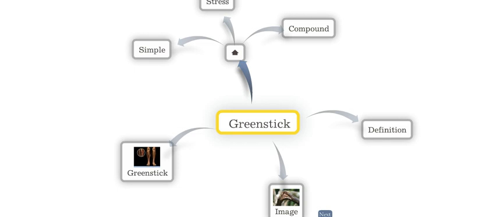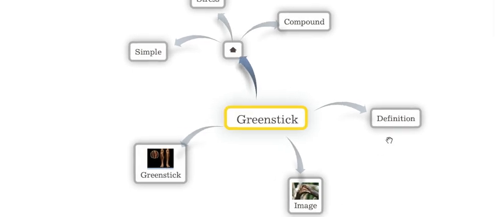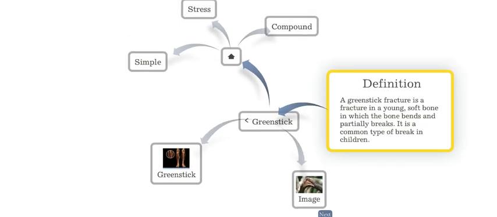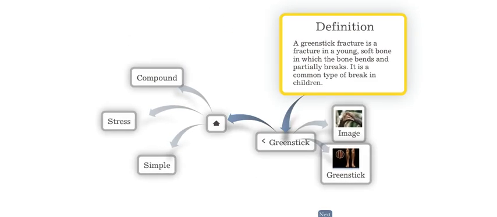Now the next one that you need to be aware of is the Greenstick, and we'll look at a definition of what Greensticks mean. Again, the name hopefully will help you. A Greenstick fracture, you can see, is a fracture in a young, soft bone in which the bone bends and partially breaks, and you can see that it's particularly common in children.